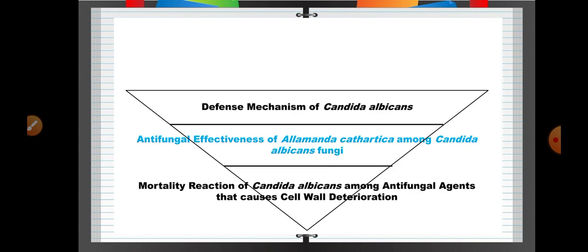Okay, so that concludes, class, our lesson on how you can choose the best research topic and what research topics must be avoided. For our next video presentation, we can now proceed to the identification of the research problems and how to formulate your research title.